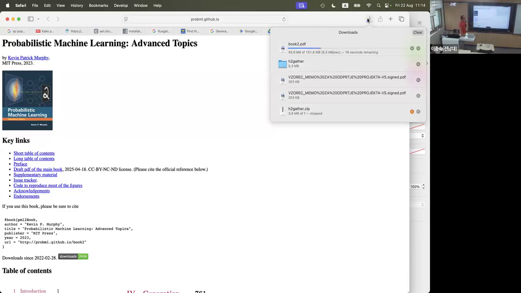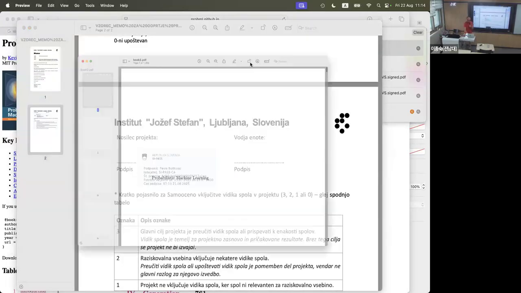It's okay. So let's open it. You have supplementary material, everything is there. So this is a rather nice book. The PDF is 150 megabytes. You can buy it, but you don't have to.